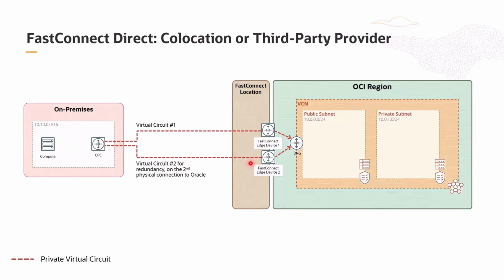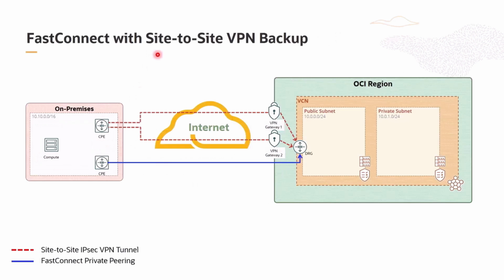As you can see here, in case of Fast Connect Direct, be it co-location or third-party provider, there are two virtual circuits. In this Fast Connect location, there are two edge devices, and then there are two virtual circuits. The first virtual circuit is on the first physical connection, and the second virtual circuit is on the second physical connection. Now, we can also configure a site-to-site VPN as a backup of the Fast Connect. The blue one represents the Fast Connect private peering. The red dotted lines indicate the site-to-site IPsec VPN tunnel. So we can configure at least one available tunnel.